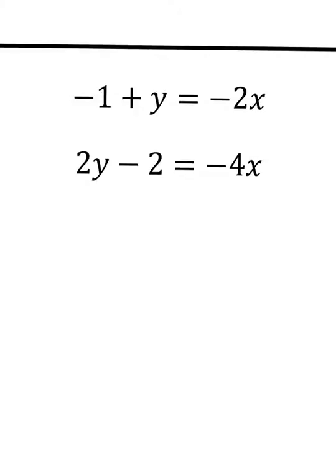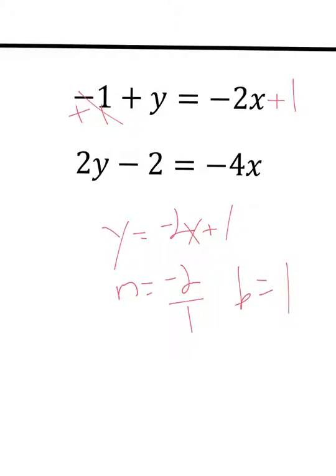Okay, if I just add 1 to the other side, that cancels there, and I have that right there. So I have y equals -2x plus 1. So I have a slope of -2/1, and I have a y-intercept of 1.